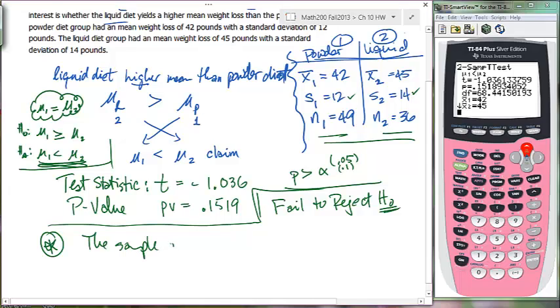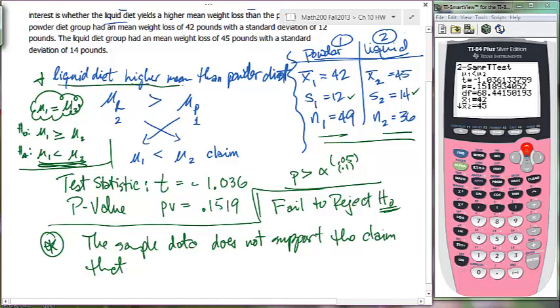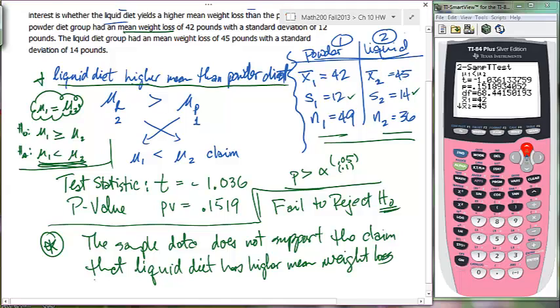We can say that the sample data does not support our claim that, and then we should mention the claim in words, the liquid diet has a higher mean weight loss than the powder diet.